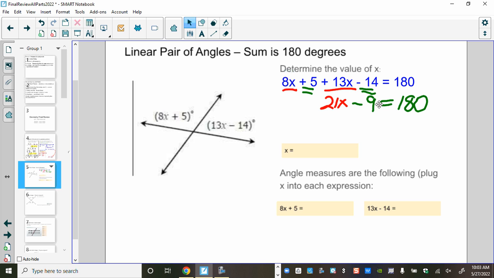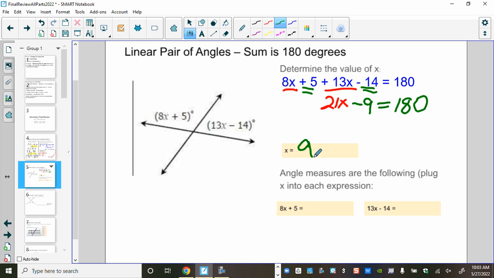So then, given this, I'll bring this all down. And then you just solve for x. What do we get for x? 9. And then from there, plug it in, and then you should get your angle values.